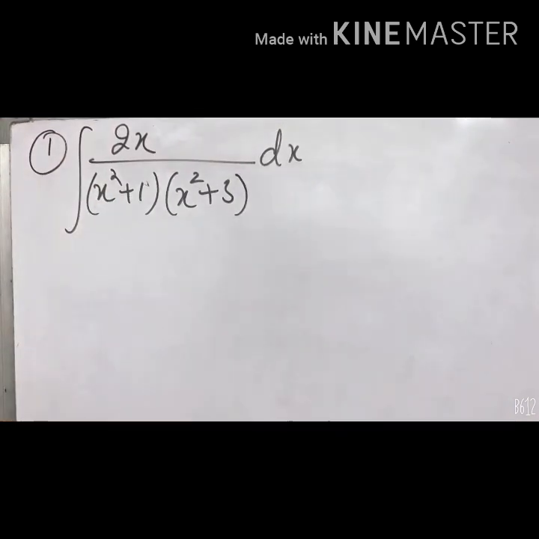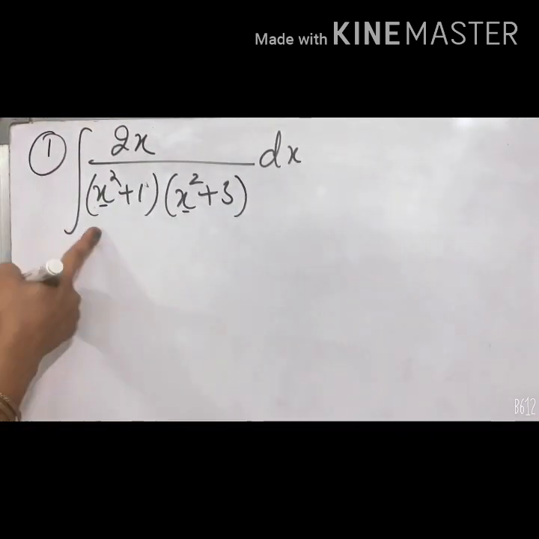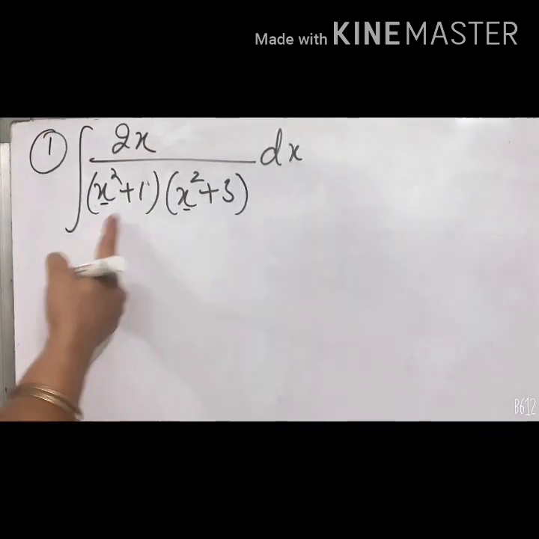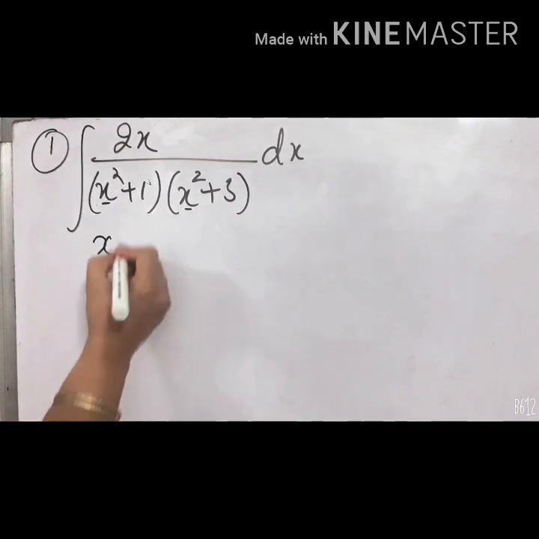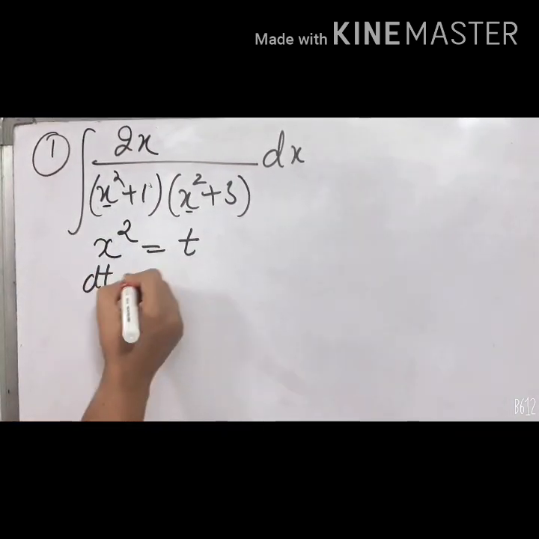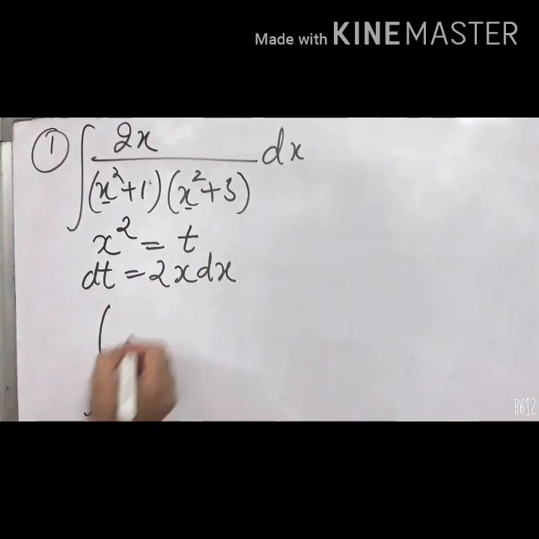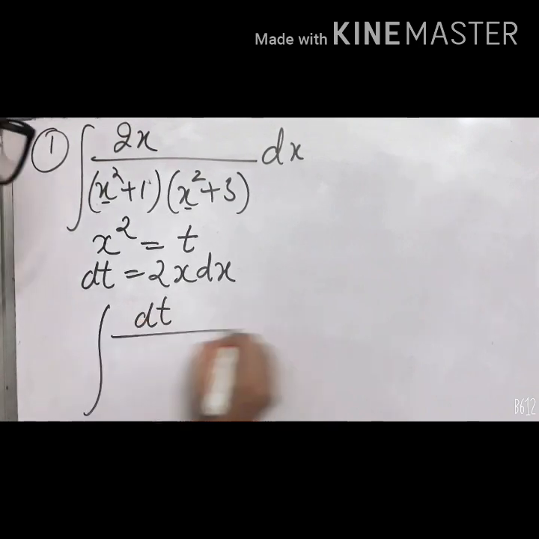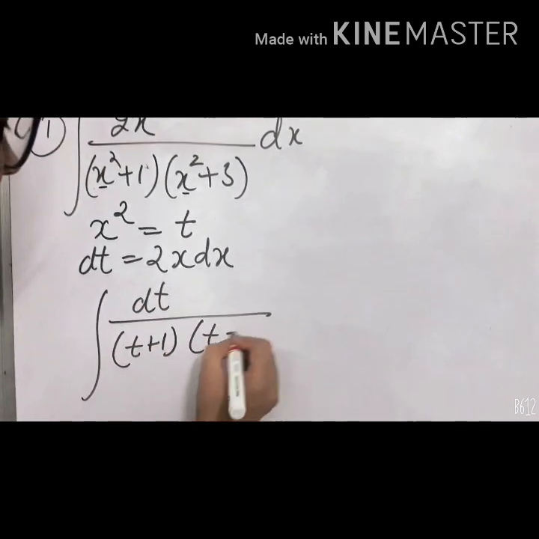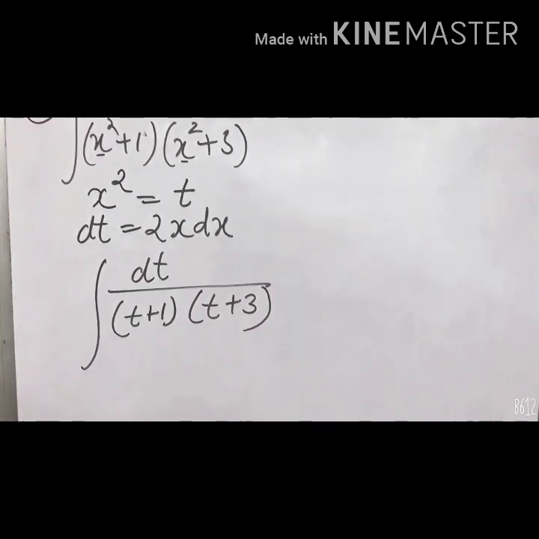When we go to the second step, we check that x square ka differentiation is 2x. So why not we use the substitution to make it simple? Now I will take x square as t. It becomes dt is equal to 2x into dx. Now see how simple it becomes. It becomes like this, 1 by (t plus 1) into (t plus 3). Please remember the forms we did.